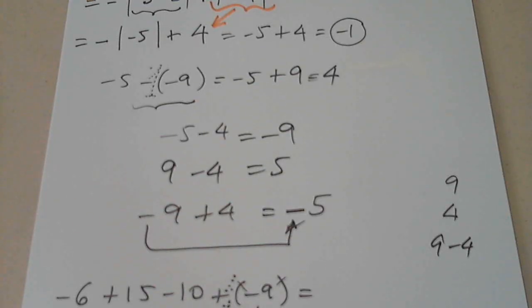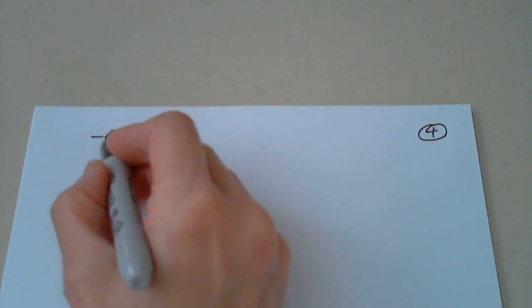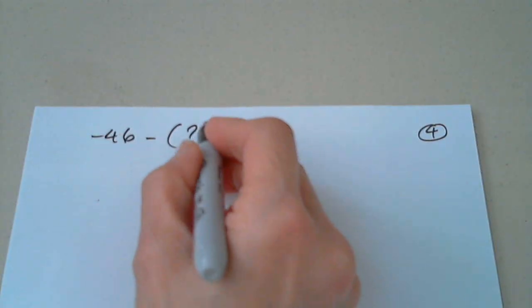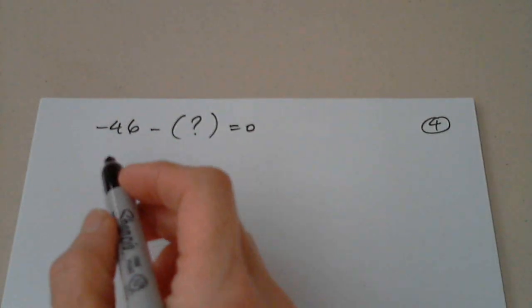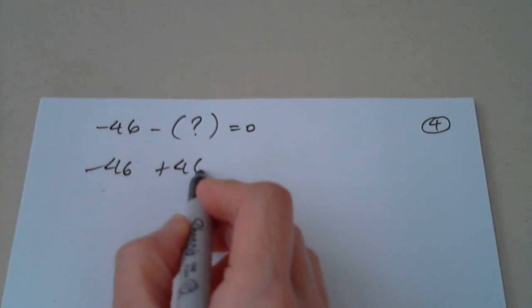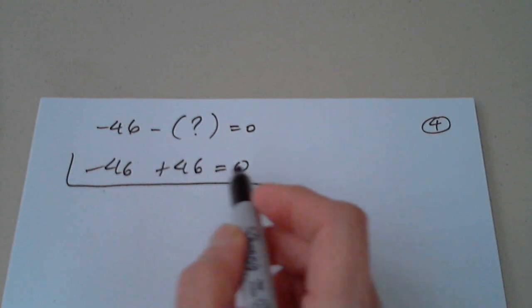Okay, here's another one. Find the value of the missing number. What do you think the missing number would be? For -46, minus something to get 0. I'm going to write this down. So -46 minus whatever to get 0. So remember, only -46 plus 46 will be 0. This is carved in stone.